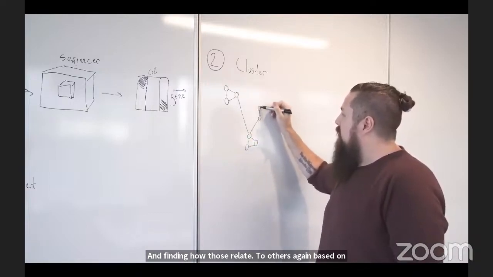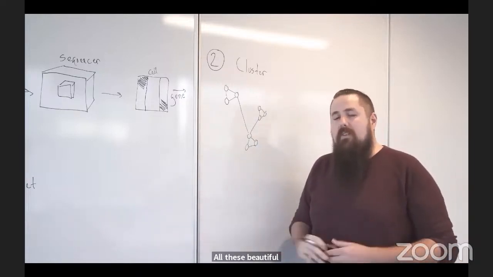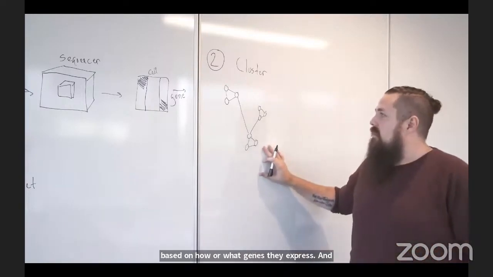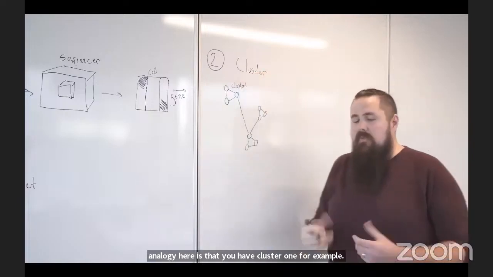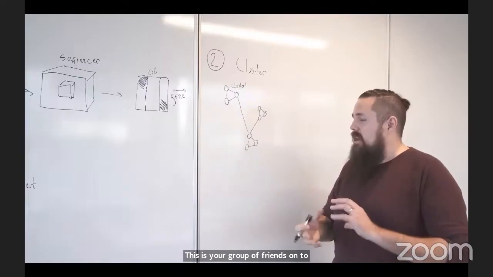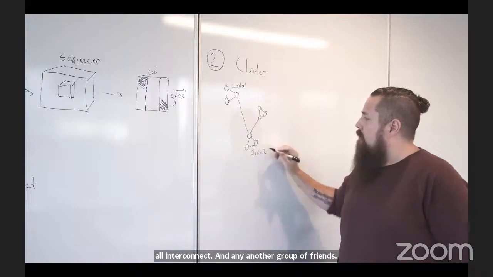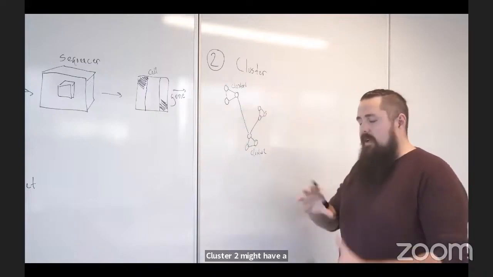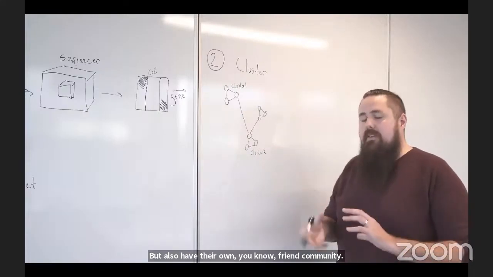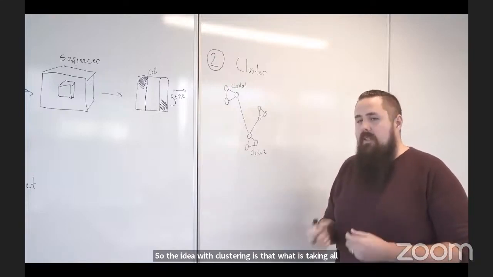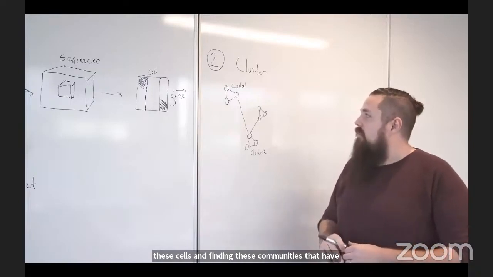And doing this until we've built all these beautiful communities of cells that organize based on what genes they express. The nice analogy here is that cluster one, for example, is your group of friends on Facebook and how you all interconnect. Another group of friends, cluster two, might have a common friend with your group, but also have their own friend community. So the idea with clustering is that we're just taking all these cells and finding these communities that have common expression of genes in their expression profiles.